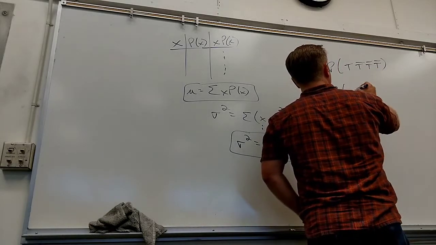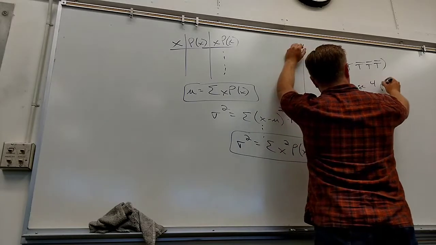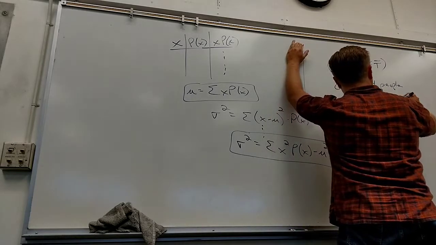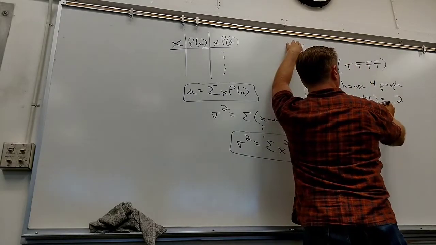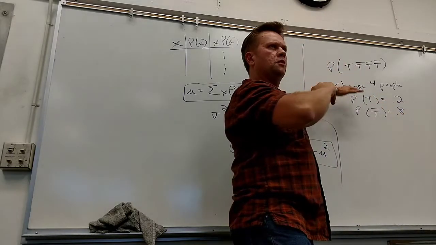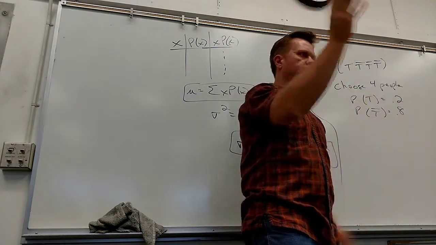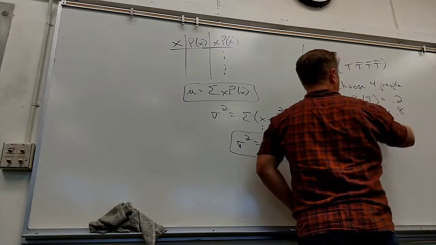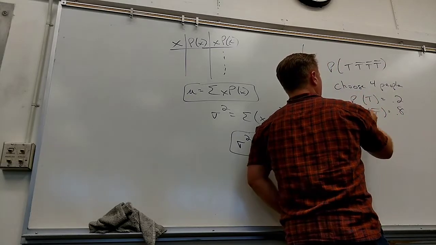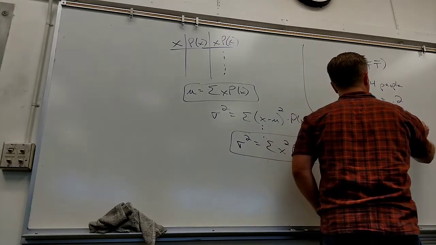Here's the problem though. What if I said the probability, so I choose four people. Let's say the probability that they think a certain way is 0.2. So what's the probability that they don't think that way? 0.8. Everybody still with me? This is the kind of problem we've looked at a dozen times and I've made up stuff about Brussels sprouts and North Korea and all that kind of business. They think a certain way is 20%. They don't think that way is 80%. I choose four people at random. And then I want to know what's the probability that exactly one person thinks that way.